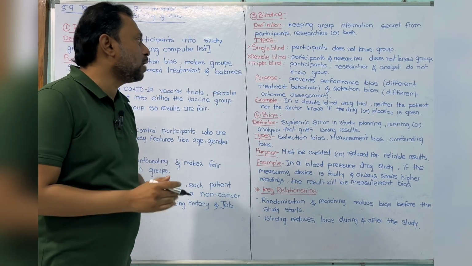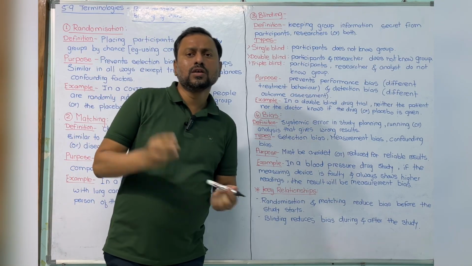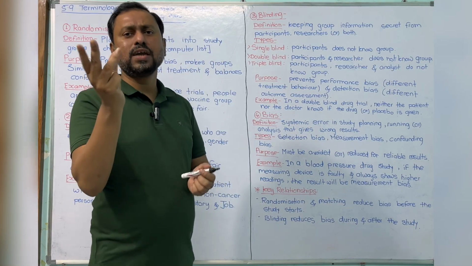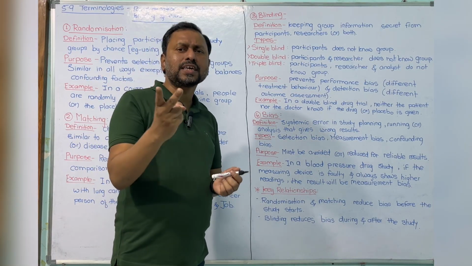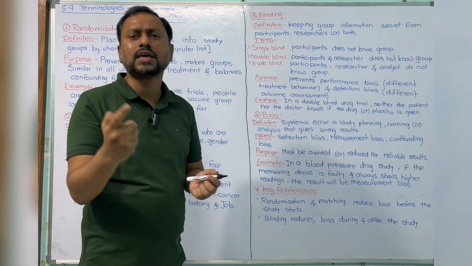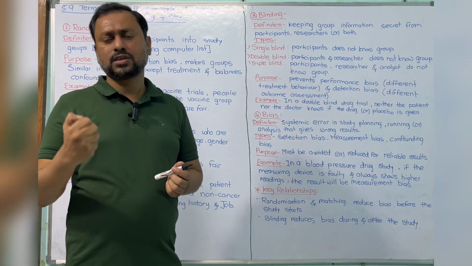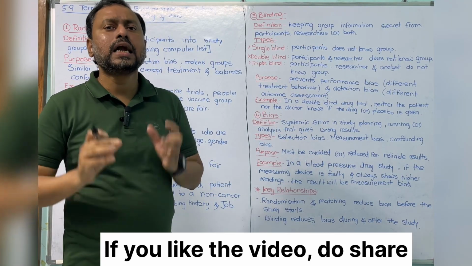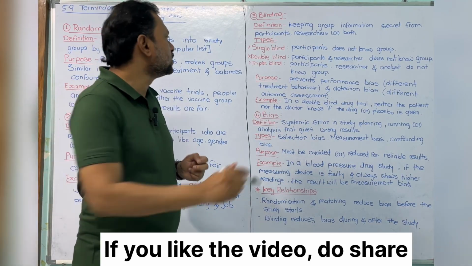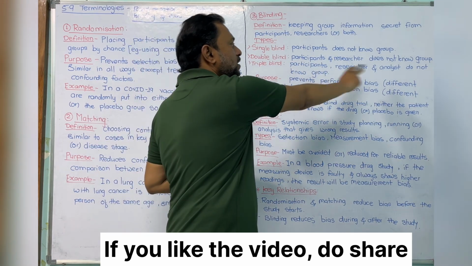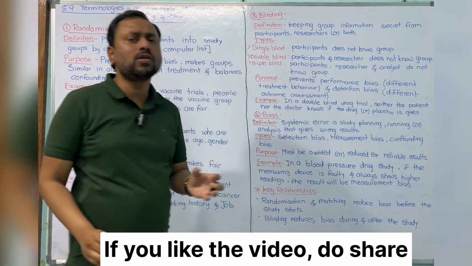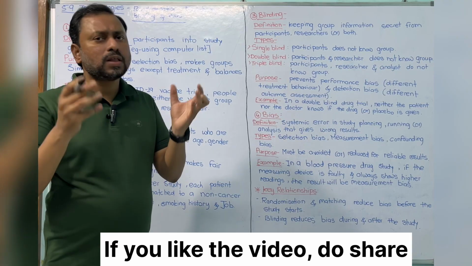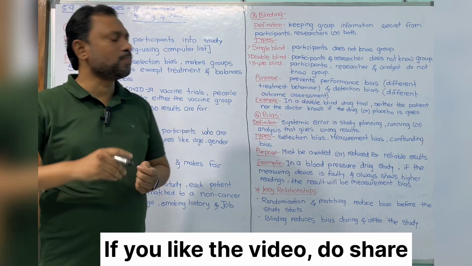Next is triple blinding. Triple blinding is nothing but hiding from three people: one is the participant, next is the doctor or researcher, and the third is the data analyst. From all three people you are hiding. This is called the triple blinding method. In triple blinding, the participant, researcher, and analyst do not know the groups. All three don't know.